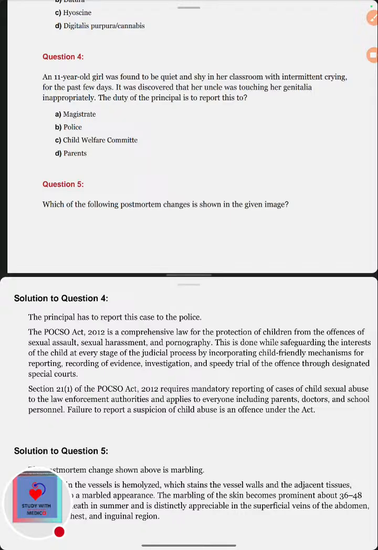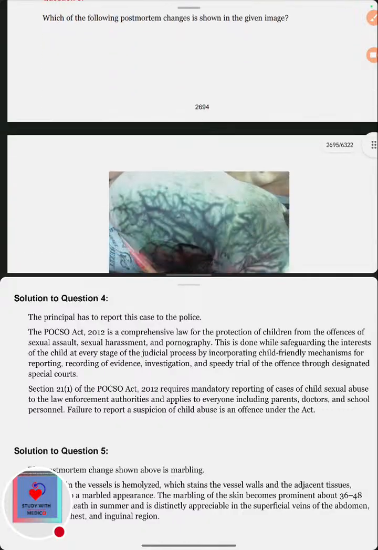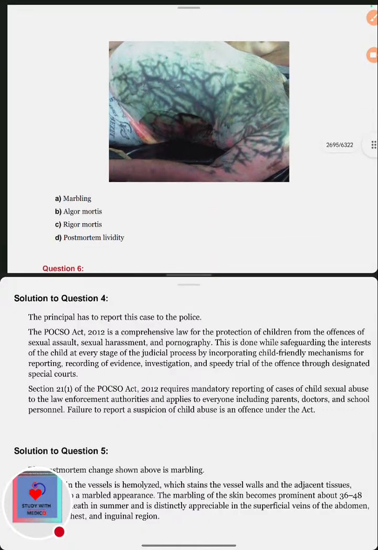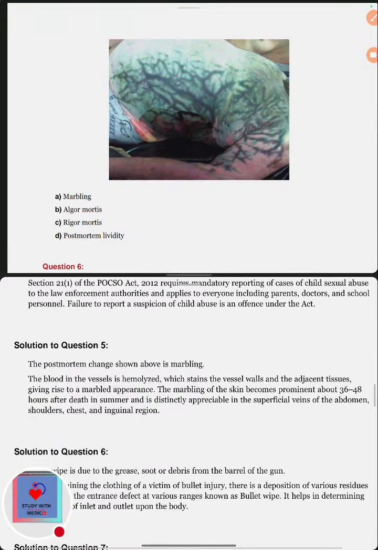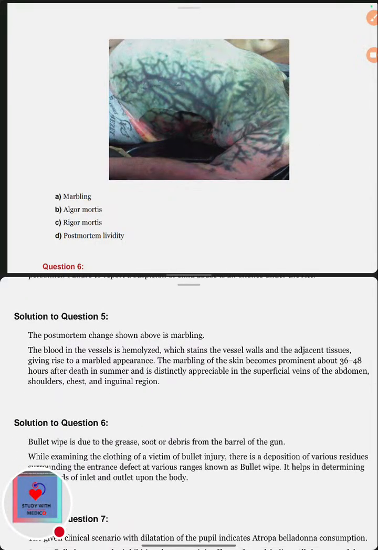Okay. So the following postmortem change is shown in the given image. Yeah, this one is marbling, of the superficial veins. The blood in the vessels is hemolyzed, with sulfhemoglobin. That one is found, okay?